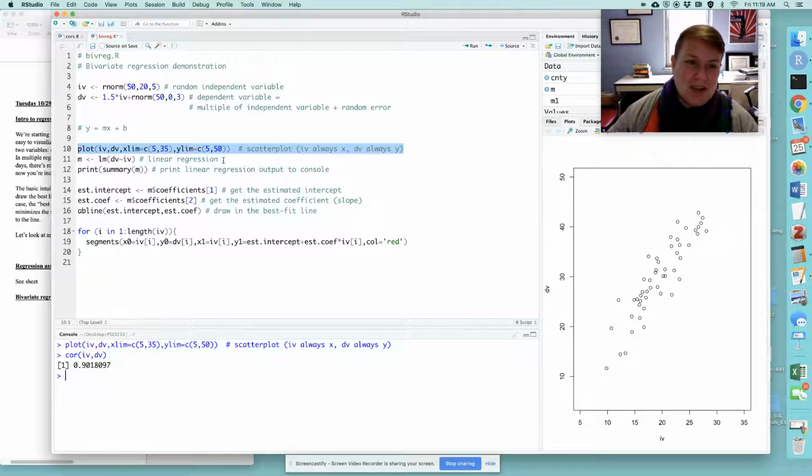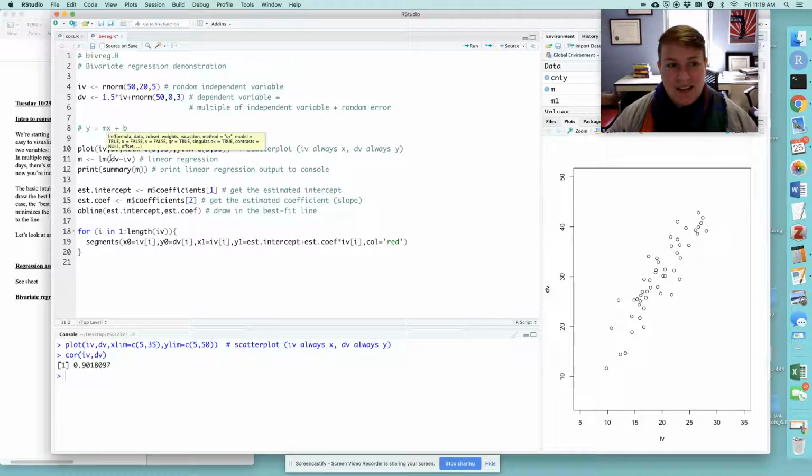The next thing I'm going to do is this, line 11. I'm going to make a linear model. So linear regression is easy peasy in R. You don't have to do the math. You just have to know the syntax. And the syntax is, you give your model some name. I've chosen M for model. The function is lm, linear model, dependent variable, tilde, independent variable.